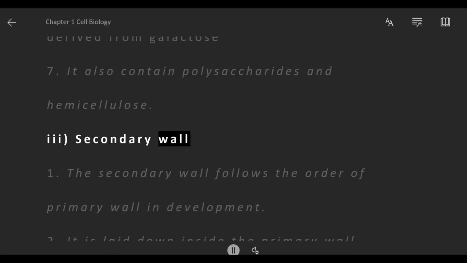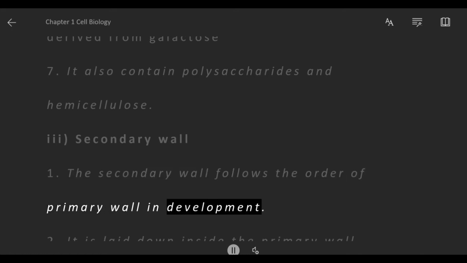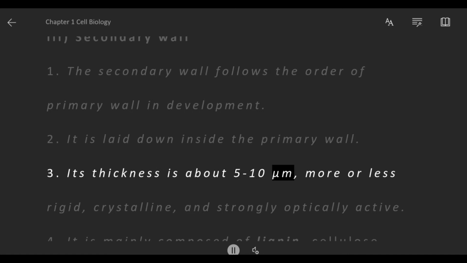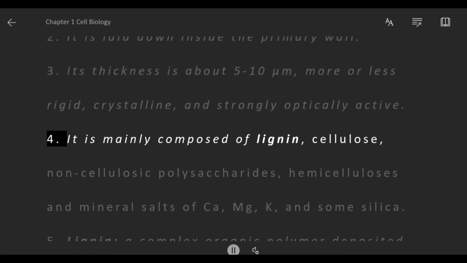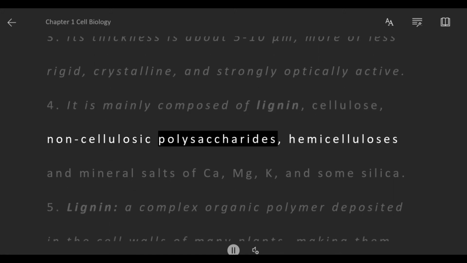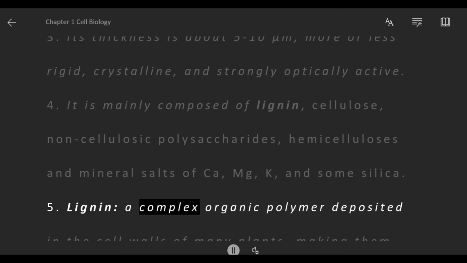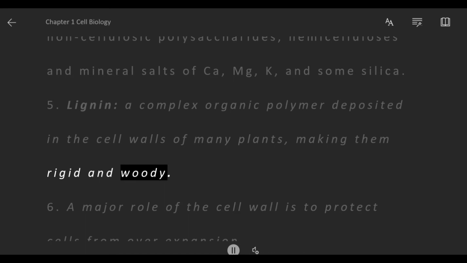3. Secondary wall. 1. The secondary wall follows the primary wall in development. 2. It is laid down inside the primary wall. 3. Its thickness is about 5 to 10 µm, more or less rigid, crystalline, and strongly optically active. 4. It is mainly composed of lignin, cellulose, non-cellulosic polysaccharides, hemicelluloses, and mineral salts of Ca, Mg, K, and some silica. 5. Lignin is a complex organic polymer deposited in the cell walls of many plants, making them rigid and woody.